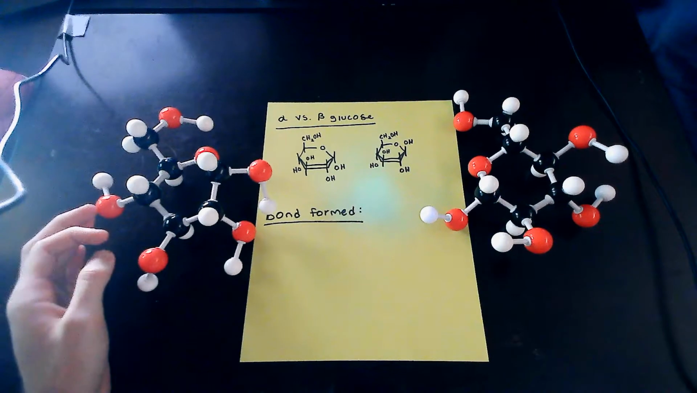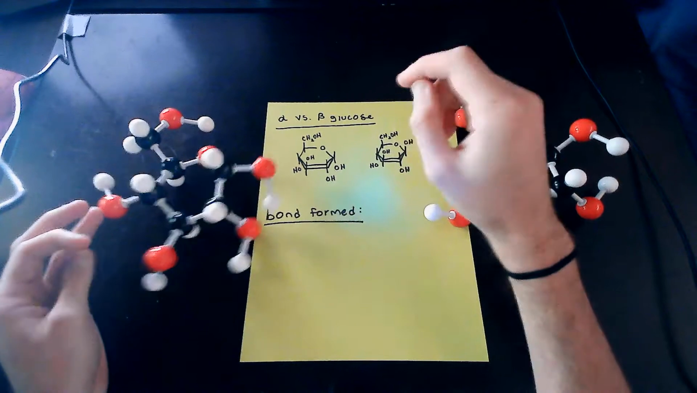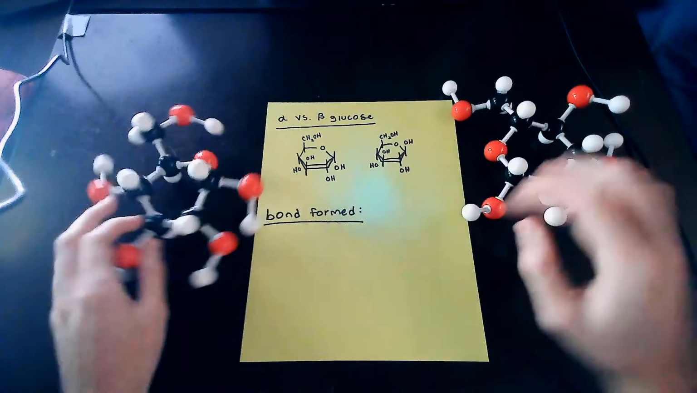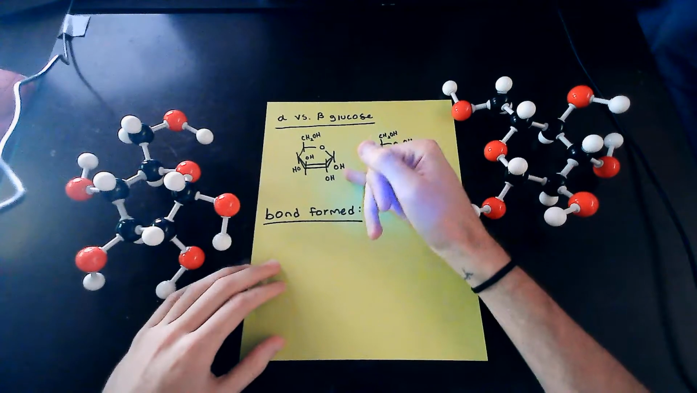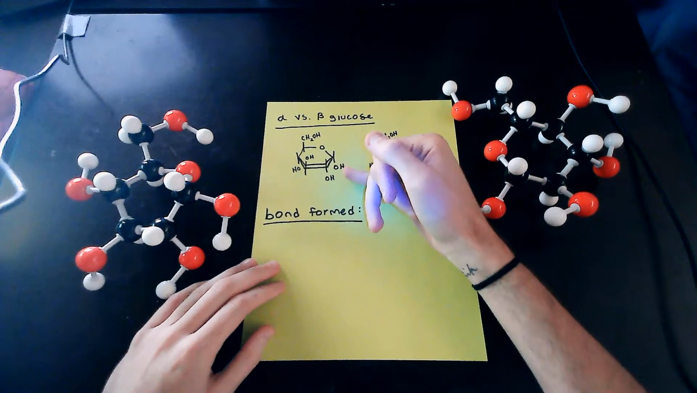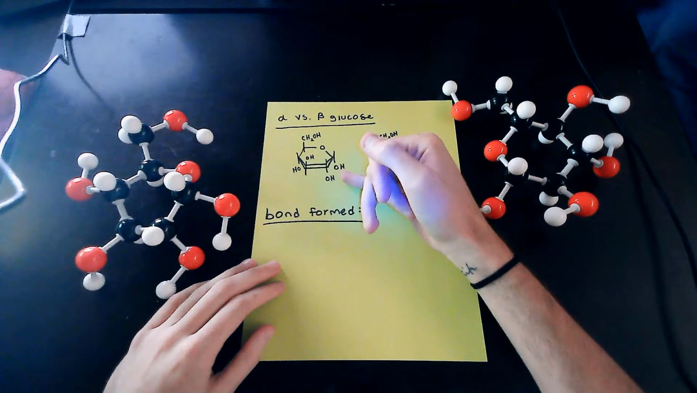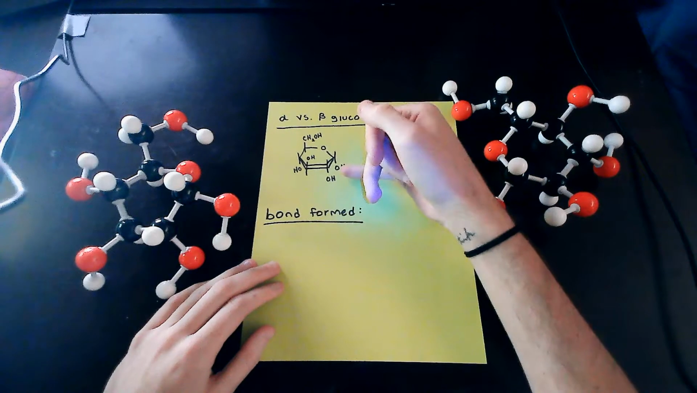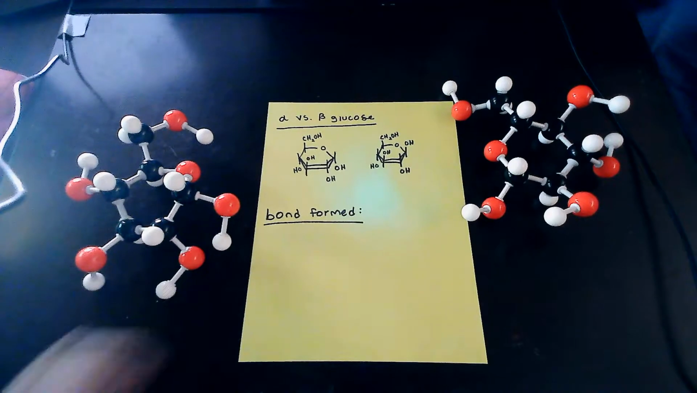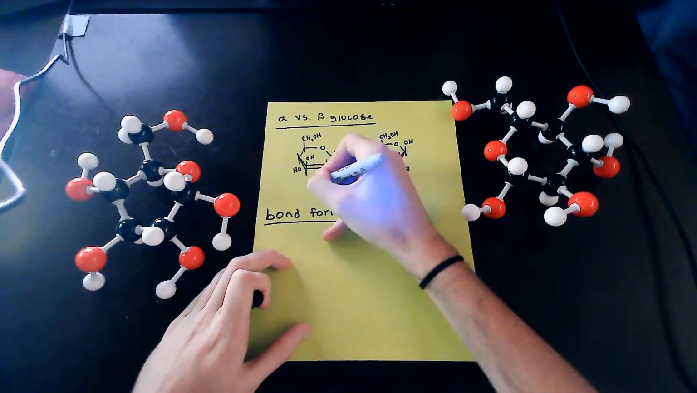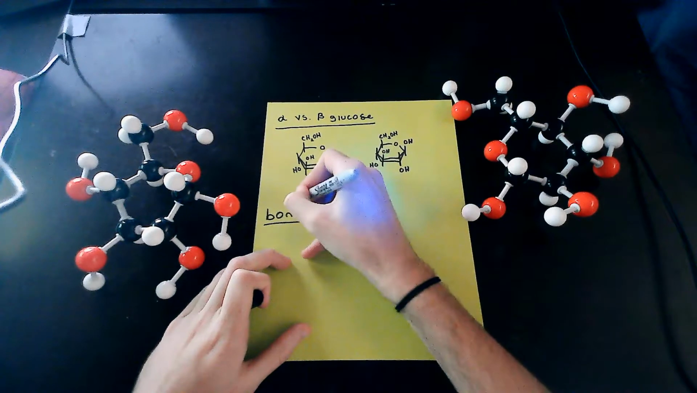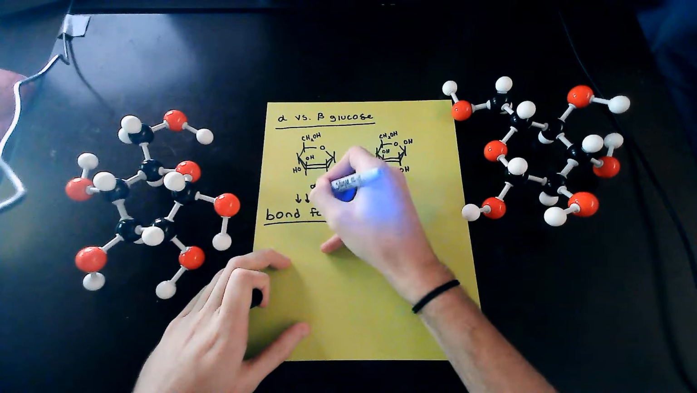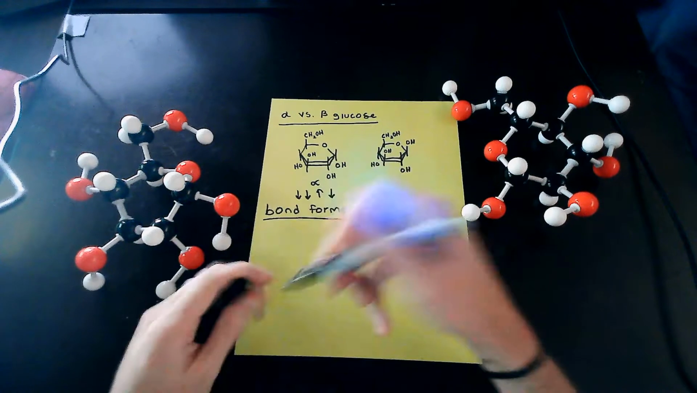So, to tell the difference between alpha and beta, you want to track where the hydroxyl groups are. On this drawing here, you can see that the alpha has hydroxyl on the bottom, bottom, top, bottom. So I like to think down, down, up, down. I can even draw that here. The alpha glucose likes to have down, down, up, down.